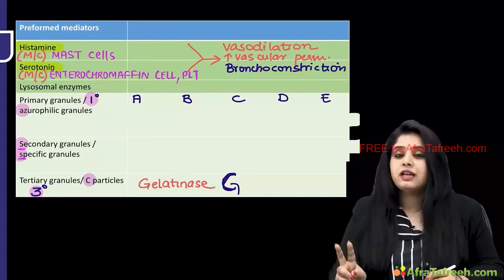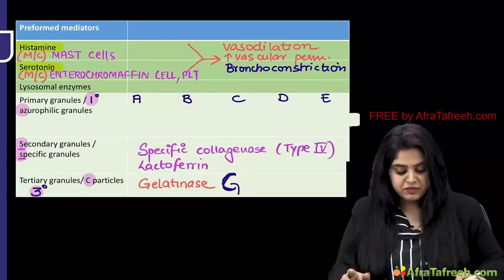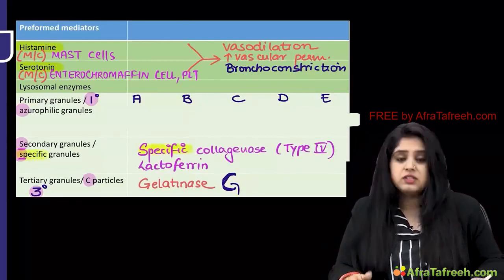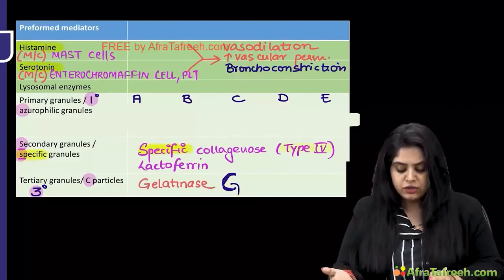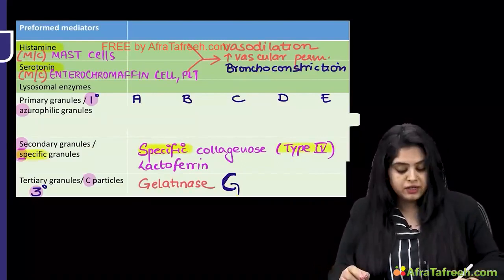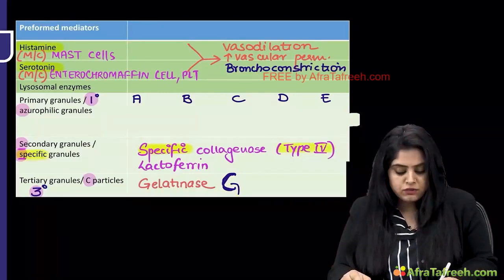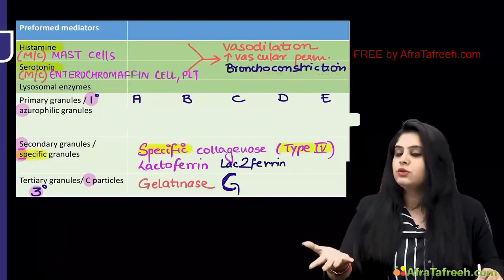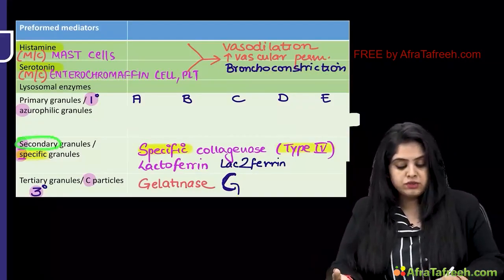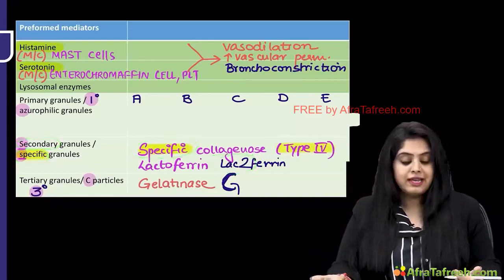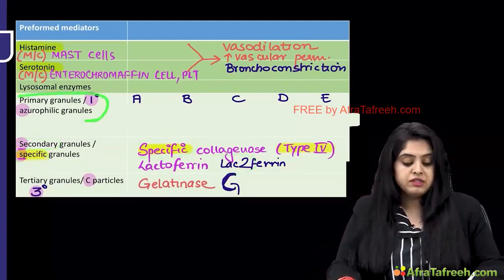Very simple. Secondary granules are specific, so they will release something specific. Which collagenase do they release? They release the specific collagenase, because the name of the granules is specific. Specific type 4 collagenase. One more thing they release is lactoferrin. How will I learn this? From today onwards, remember lactoferrin as lactoferrin with a two, so that you know lactoferrin comes from the secondary granule, the two one. Secondary granules, two words, lactoferrin, and specific, so they release specific collagenase.